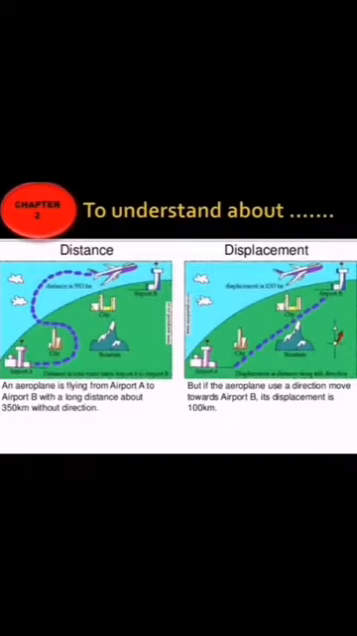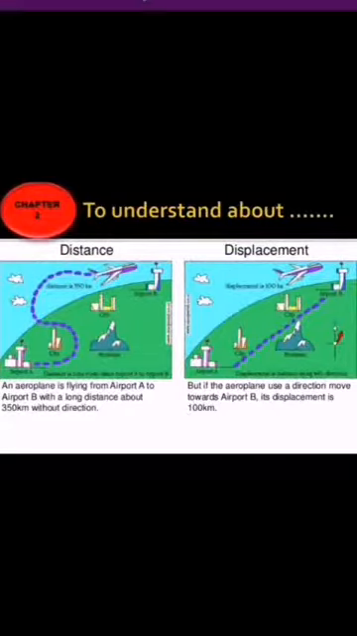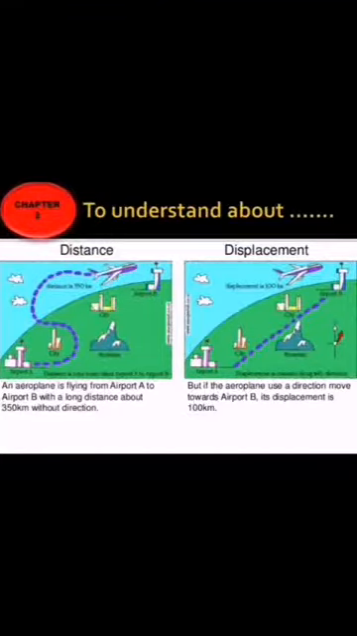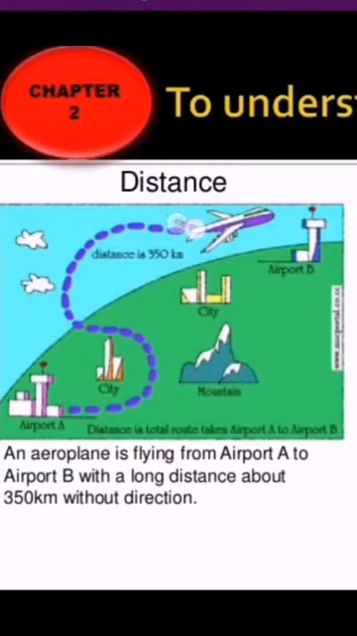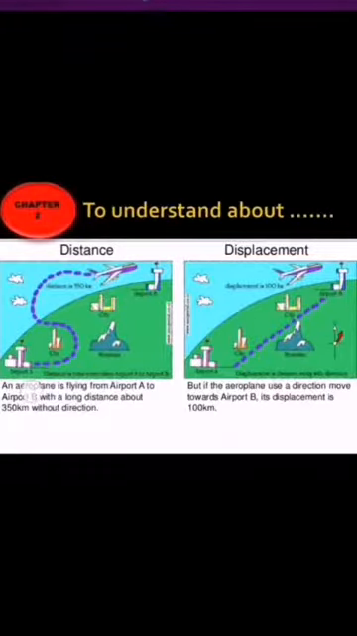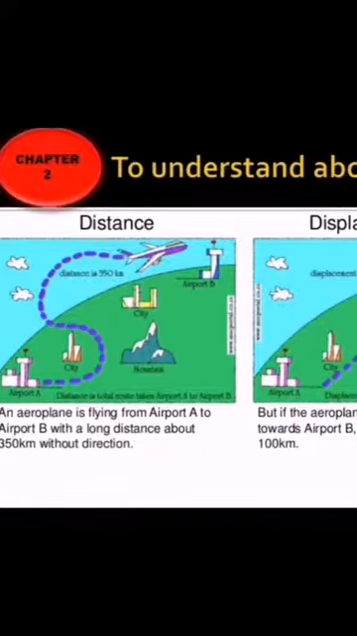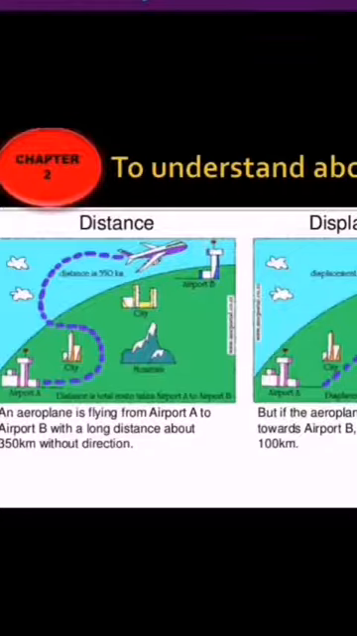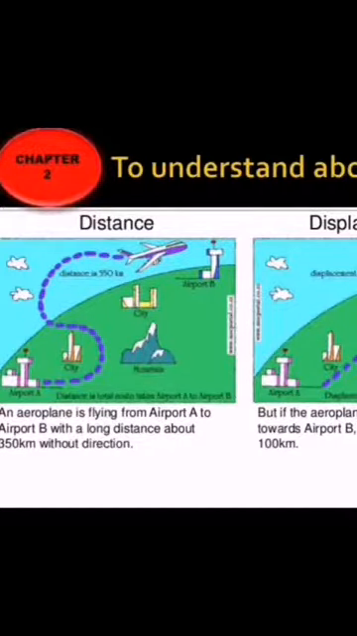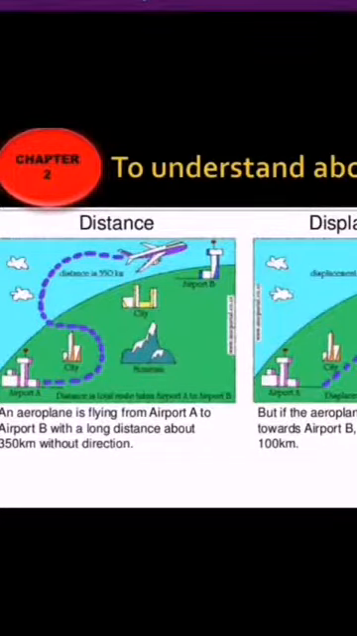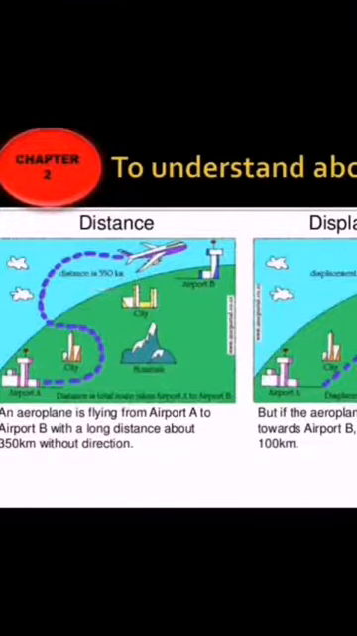In this example, to understand distance and displacement, you can see that an aeroplane is flying from airport A to airport B. The aeroplane moves following this journey. This distance does not have a particular direction, so it is distance, not displacement. The distance covered by the aeroplane from airport A to airport B is 350 kilometers. It is distance, not displacement, because it has no particular direction.